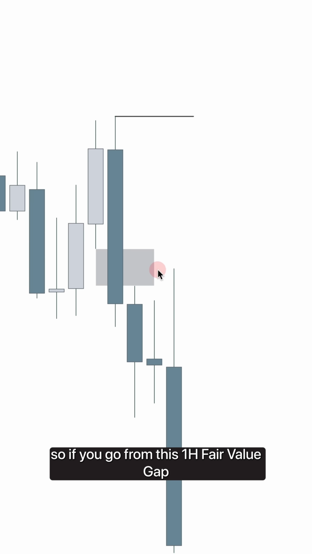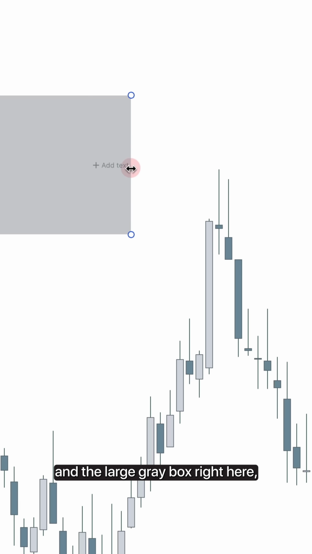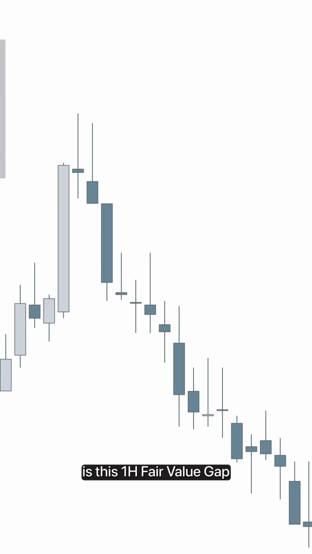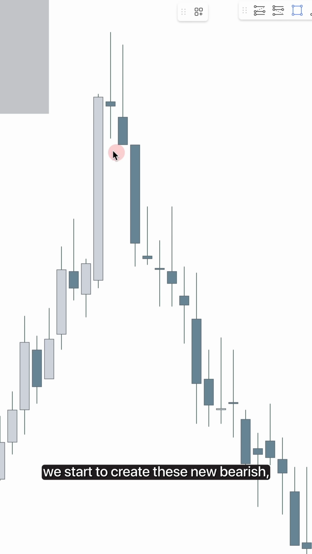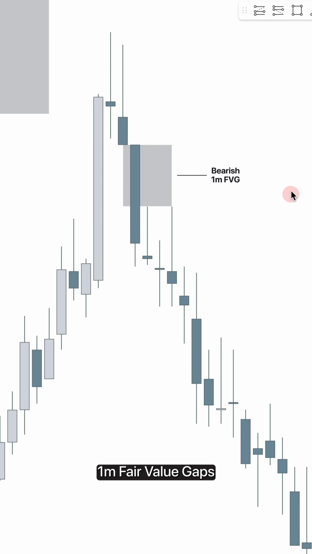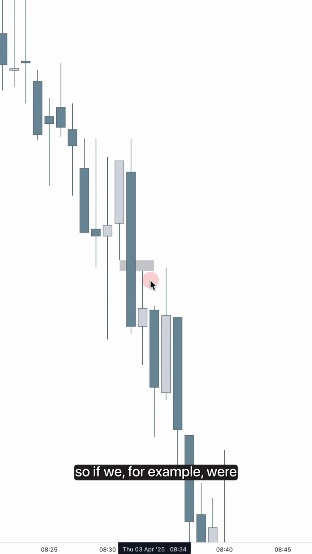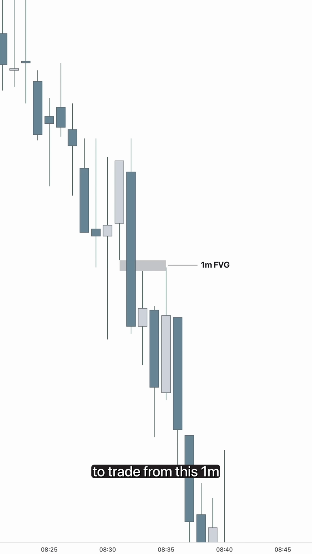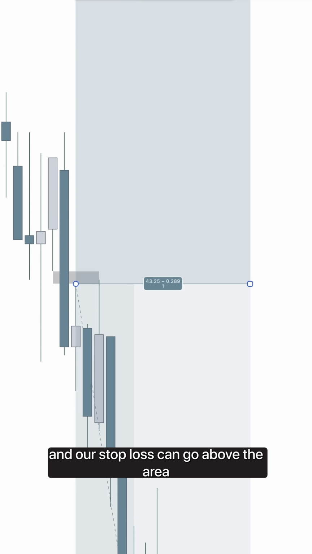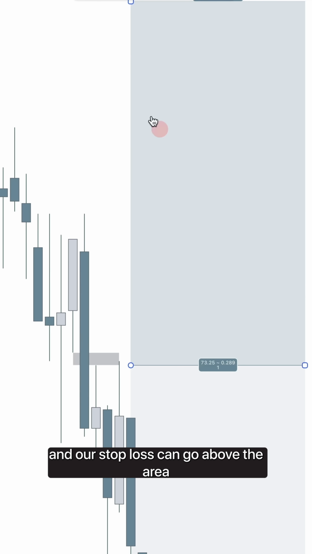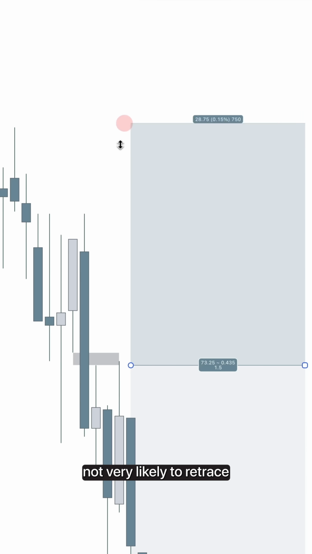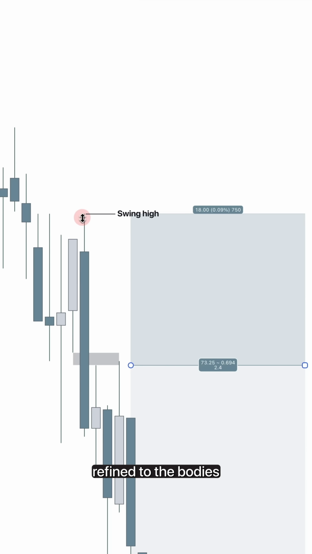So if you go from this 1 hour fair value gap, then the large gray box right here is this 1 hour fair value gap. From this 1 hour fair value gap, we start to create these new bearish 1 minute fair value gaps. In other words, new order flow lags. So if we, for example, were to trade from this 1 minute fair value gap right here, then our stop loss can go above the area where price is not very likely to retrace. And that's the swing high right there. You can even refine it to the bodies.